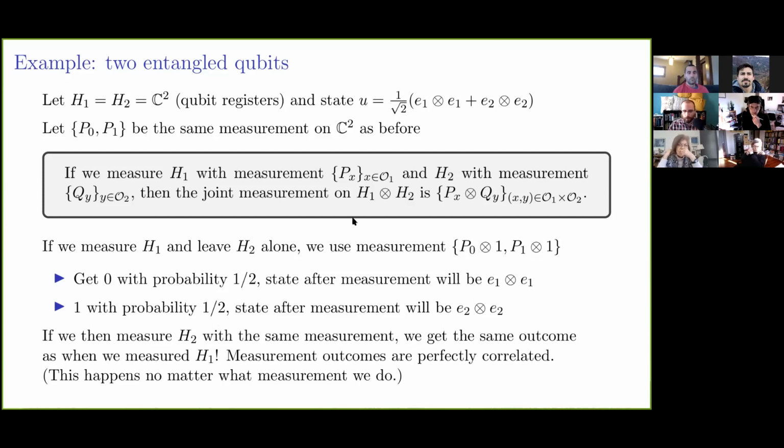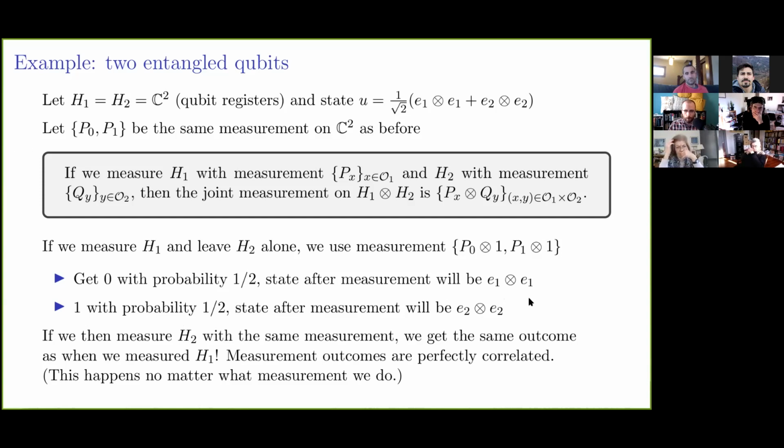So what happens then if the second lab goes to do their measurement? Well, when they go to do their measurement, they're not doing it on U anymore. If they did it on U, they would get either outcome 0 or outcome 1 with probability a half. Let's say they're doing the same measurement. These two labs are in fierce competition to do the same measurement on their states. So they're not doing it on that state anymore because the state has changed. They're now going to do the measurement on the state E1 tensor E1 if the first lab got outcome 0, or on E2 tensor E2 if the first lab got outcome 1.